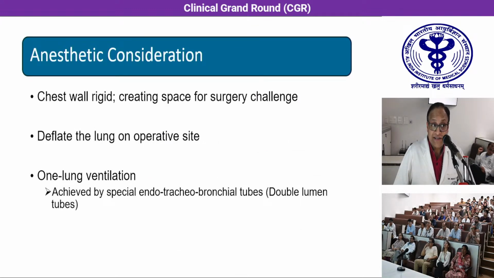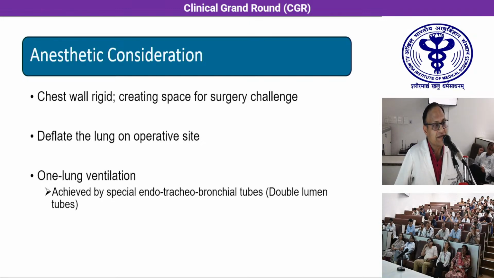Now, surgery in the chest is a different ballgame altogether. It's not like abdominal surgery where you make an incision, retract it, and then have a surgical space inside. The chest wall is rigid. So even if we make an incision and spread the ribs, the lung is inflated and we don't have sufficient space inside to work on. So to create space, we deflate that side of the lung.